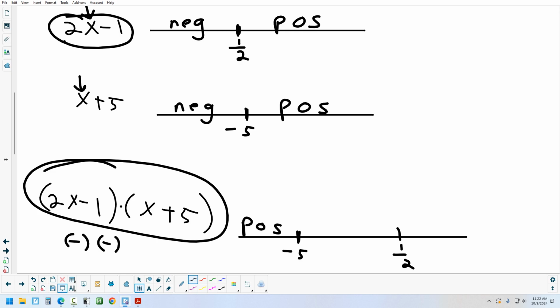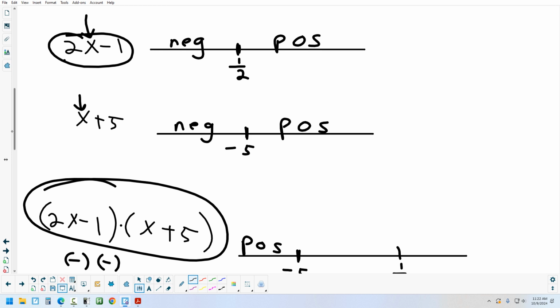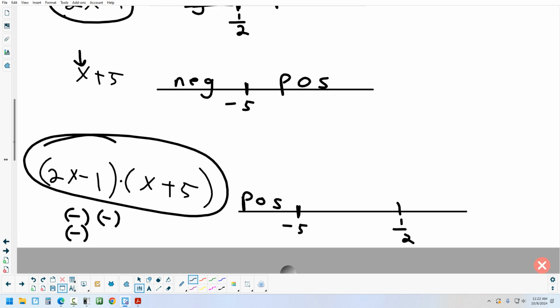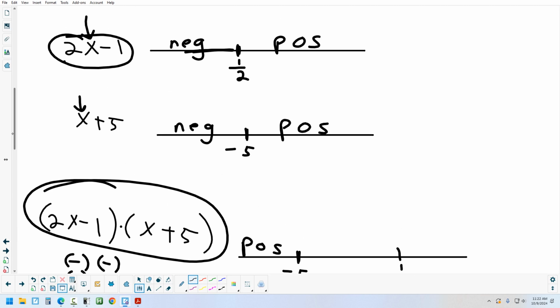Okay. Let's look between -5 and a half. In the top number line, what part am I in if I'm between -5 and a half? Negative. Yeah, I'd be like somewhere in here. I'd be in the negative section. How about the bottom number line, between -5 and 1/2? Yeah, that would put me somewhere in the positive section.